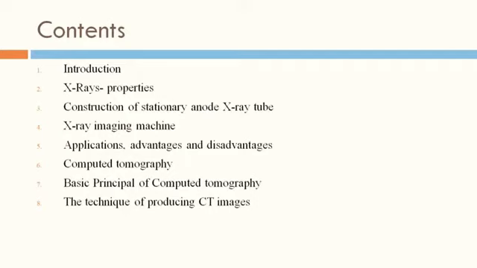The contents covered in this session are the introduction to X-rays, CT scanning, and modern imaging systems. That is: introduction, X-ray properties, construction of a stationary anode X-ray tube, X-ray imaging machine, applications, advantages and disadvantages of X-rays, computed tomography (CT scanning), the basic principle of computed tomography, and the techniques of producing CT images. Okay, so let's start with the introduction.